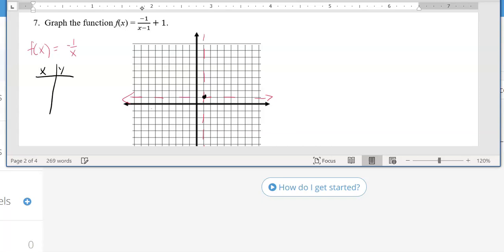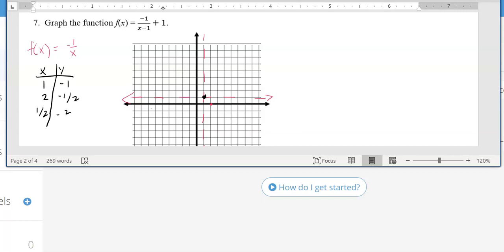Let's come up with those points first. If x is 1, y is negative 1. If x is 2, y is negative 1/2. If x is 1/2, y is negative 2. And I'm going to plot these points from this. This is my new origin. Okay, so 1, negative 1 would be right there.